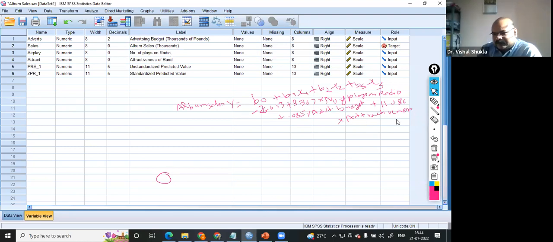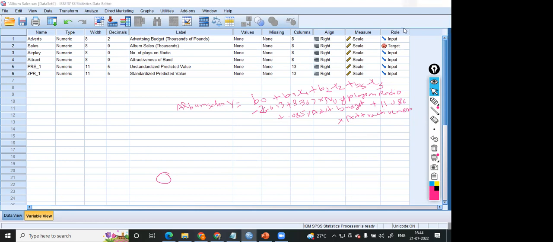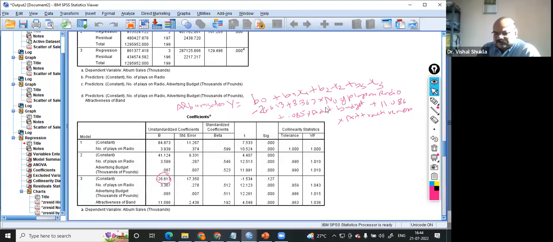Let's say from 7 to 8, if it is increasing, then 11,086 albums are sold. Advertising budget, 1 unit means 1,000 pounds. So if 1,000 pounds are spent, then 850 albums are sold. If one more time the song is played on the radio, 3,367 albums are sold. Now it is clear? Yes, sir. Okay, fine.